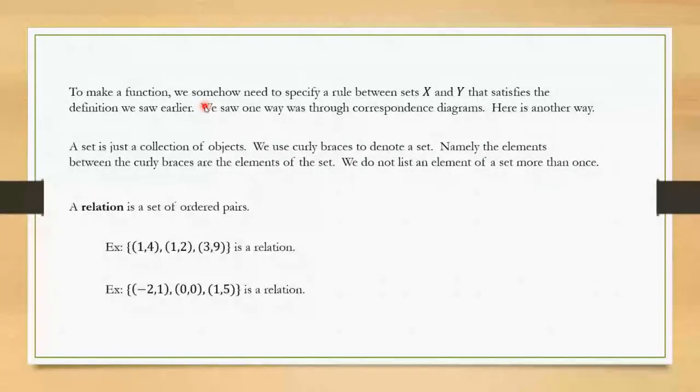Here's another way. We can actually use what's called a relation. And I just put here the definition of what a set is, just to remind you. A relation is another way to get a function. A relation is actually easy. It's just a set of ordered pairs of numbers. That's all a relation is. So these are relations. Now it's just a collection of ordered pairs.